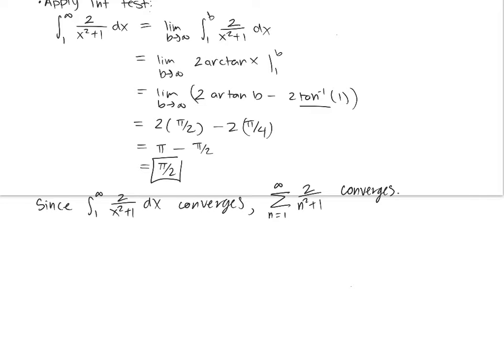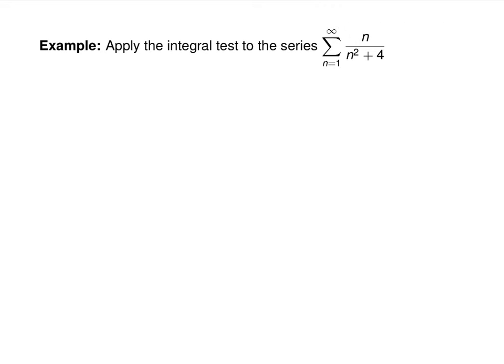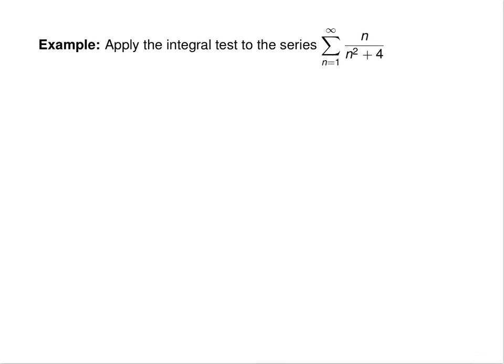So. Next problem. It's got that +4 thing. Okay, so we have to check for continuous. So your function is f of x equals x over x squared plus 4. Is this continuous? Yeah, that's continuous on R, negative infinity to infinity.